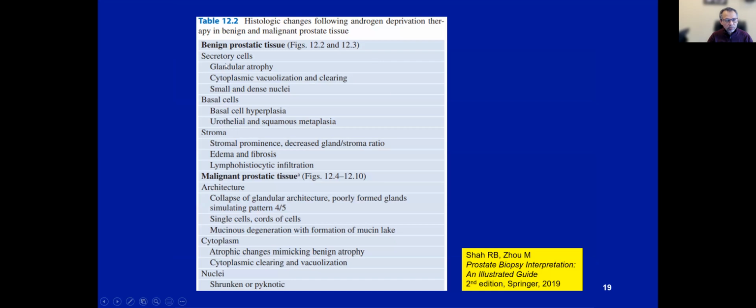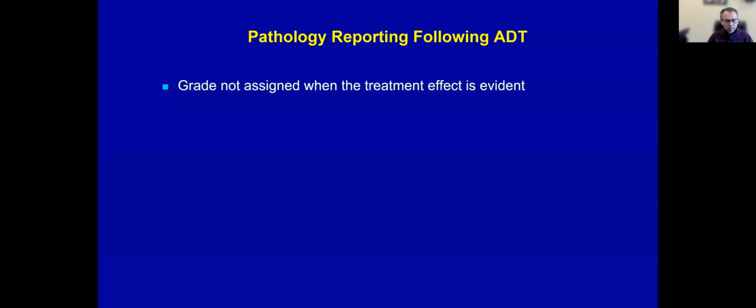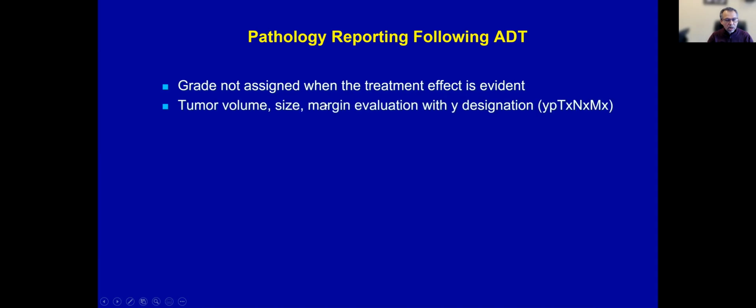Here is a summary of these very detailed morphological changes that you can see following androgen deprivation therapy effect, and I showed you many examples. So use this table as a guide to the morphological summary for the treatment effect following androgen deprivation. So when you see and recognize this, grade is not assigned when the treatment effect is evident. Tumor volume, size, and margin evaluation you need to do with a Y designation.